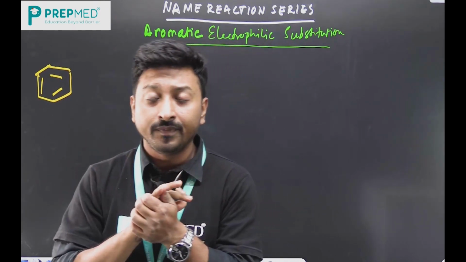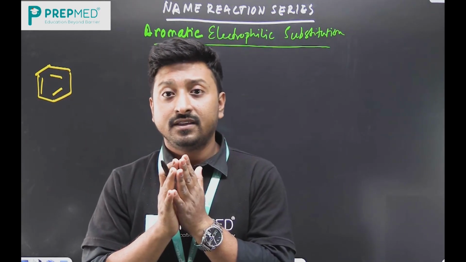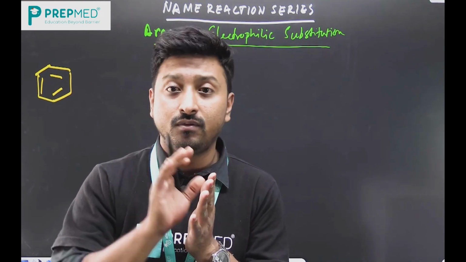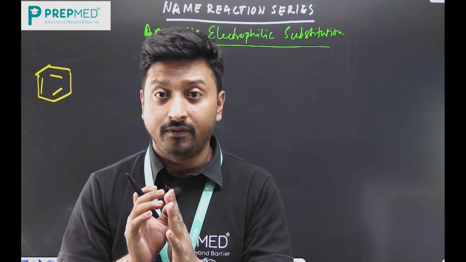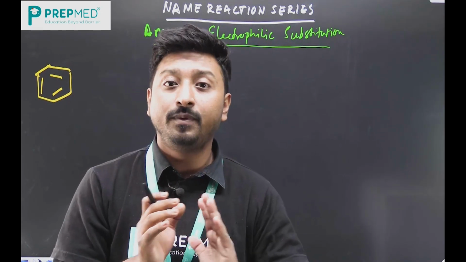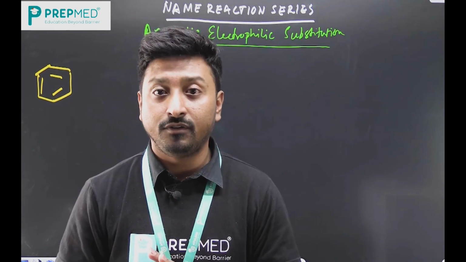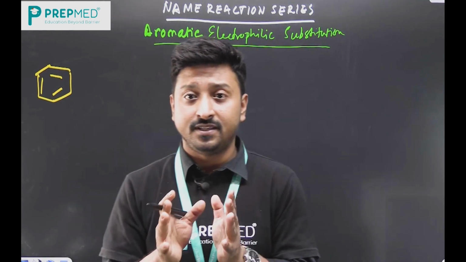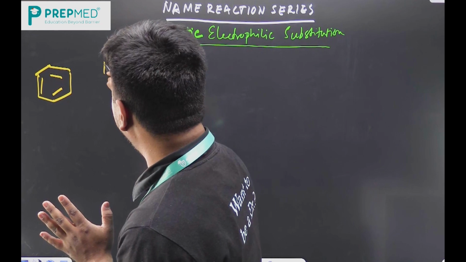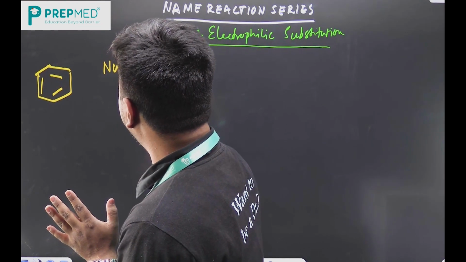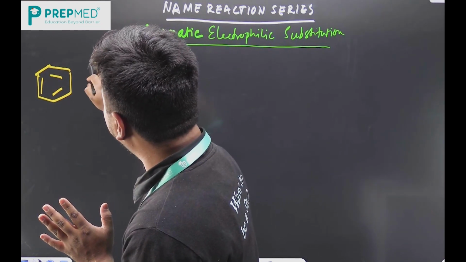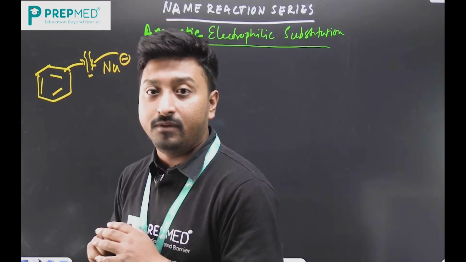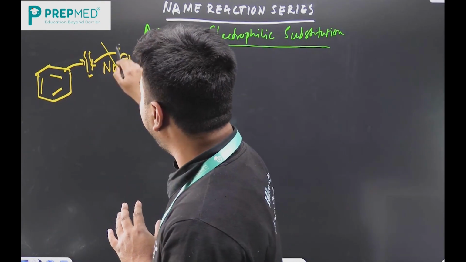to another carbon. Now in this case, if you react benzene with an electrophile or a nucleophile, it will prefer to react with the electrophile rather than the nucleophile, because a nucleophile is a negatively charged species, right? So a nucleophile, if I write, it's a negatively charged species. Now if this nucleophile attacks the benzene, there will be an electron repulsion. So the nucleophile will not attack.